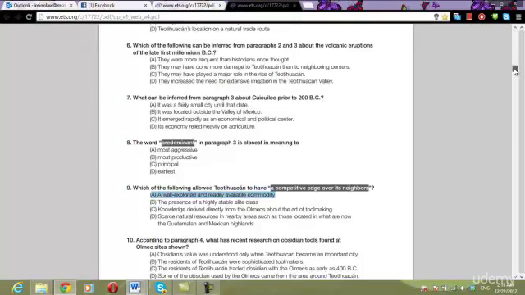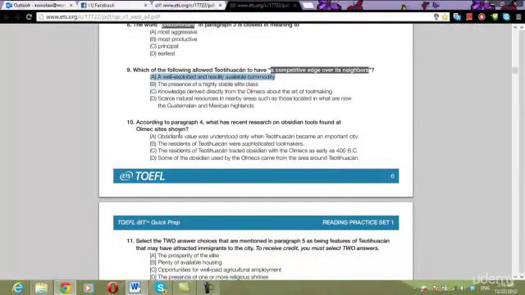Okay, so our next one is number 10. According to paragraph 4, what has recent research on Obsidian tools found at OMEC sites? Okay, so question number 10, that is pretty straightforward for us to handle. Question number 10 is a details question. Alright. According to paragraph 4, which is following research, what has recent research on Obsidian tools found? So here we have Obsidian tools and OMEC sites. So, strategy, keywords, Obsidian tools, OMEC sites.